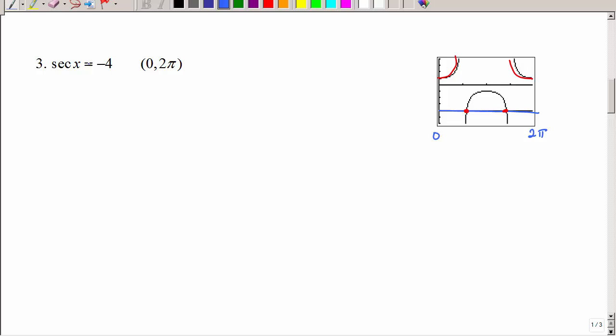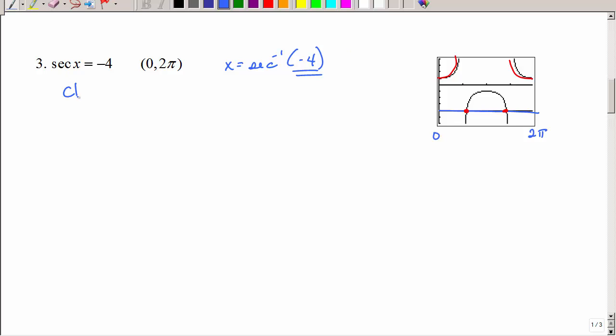They don't intersect up there, so we should get two answers. Well, how am I going to get x by itself? I could take the inverse secant of both sides. That's not going to help me. I would have x equals the inverse secant of -4. That is not in my unit circle. I would have to get out a calculator. Oops, I don't have an inverse secant button.